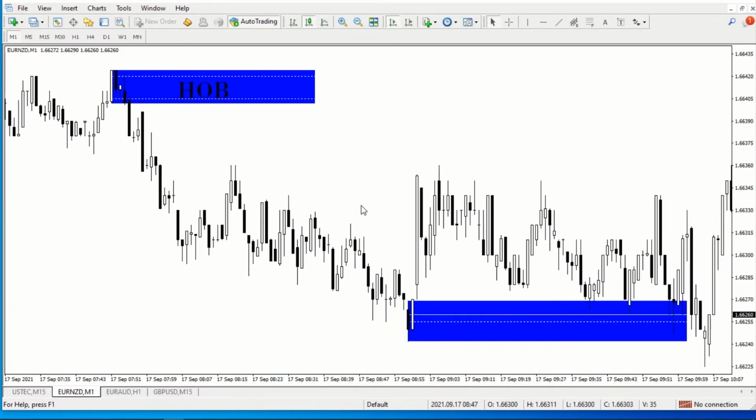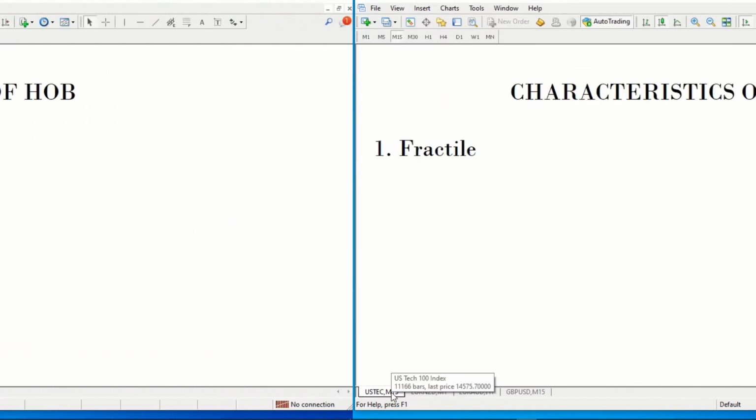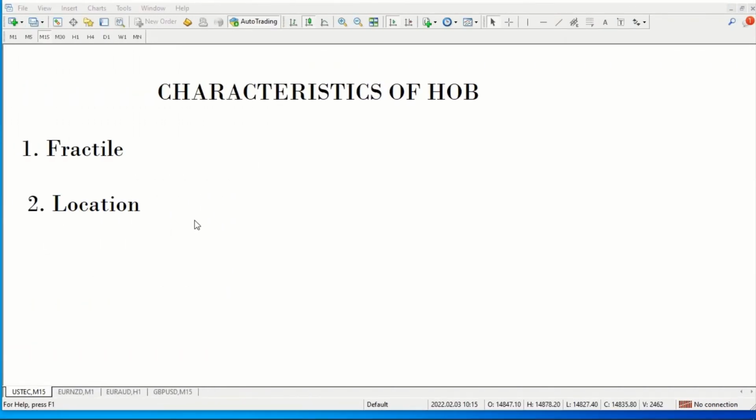So my people, let's get to the second characteristic of a high probability order block. The second one has to do with the location of where the high probability order blocks will be located. These high probability order blocks could be located at the premium and discounted price levels. So let me take you to the charts and then show you.